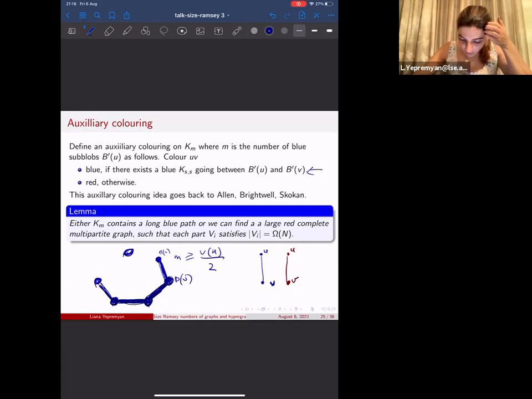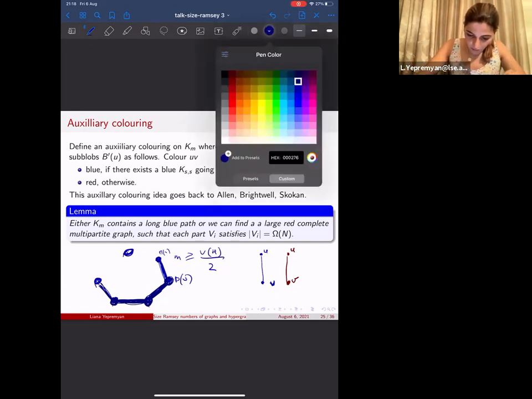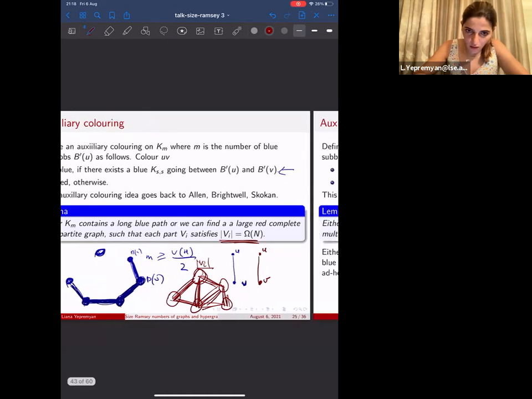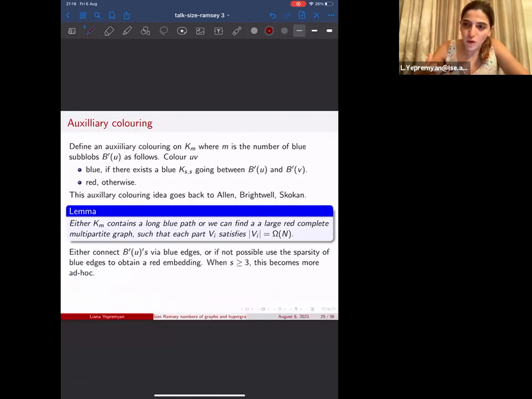Or in the other case, either you will find such a long blue path, or you can find a large red complete multipartite graph. What do I mean by this? I mean, you are going to be able to find many large sets, V_i's, such that all the edges in between are red, and so on. And these guys are going to be of large size. They're going to be of size omega(n). In the second case, what we do is we try to obtain a red embedding of the path.